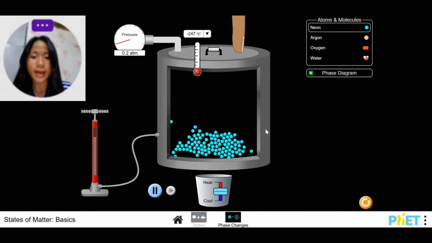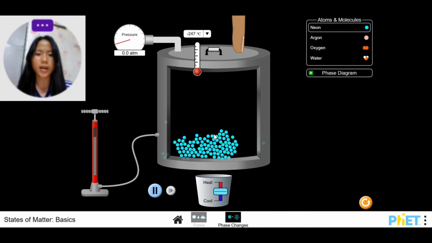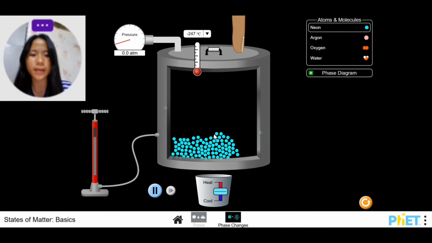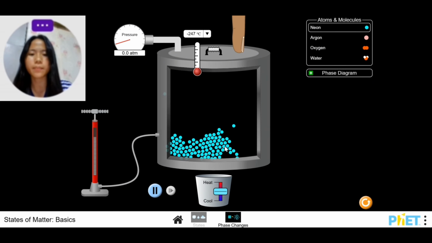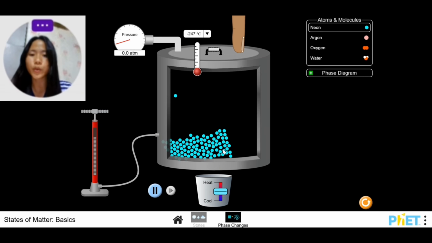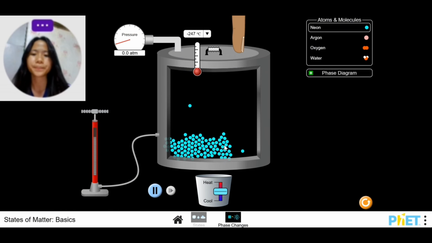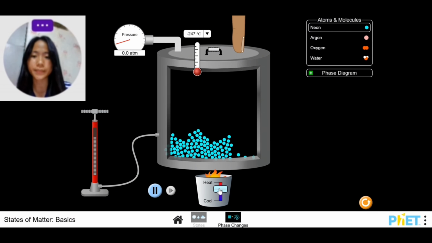Why does this happen? This is because as we add heat, the molecules absorb energy, causing them to vibrate more strongly. Once the temperature reaches the melting point, the solid structure breaks down and the molecules can move more freely. Now, let's increase the temperature even further.